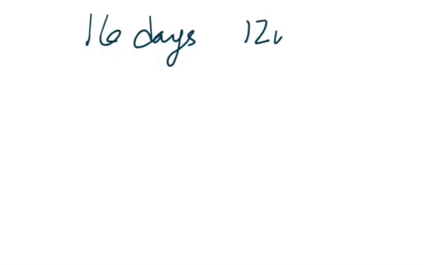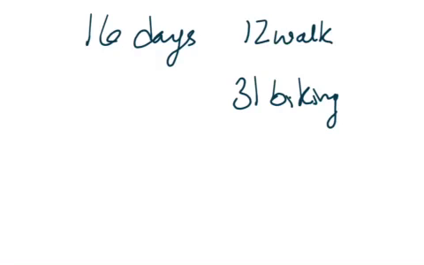Okay, the last question is tricky. Johnny took a trip for 16 days. He averaged 12 miles of walking and 31 miles of biking each day. How many more miles of biking did he do than walking? All right, I have to think about this.